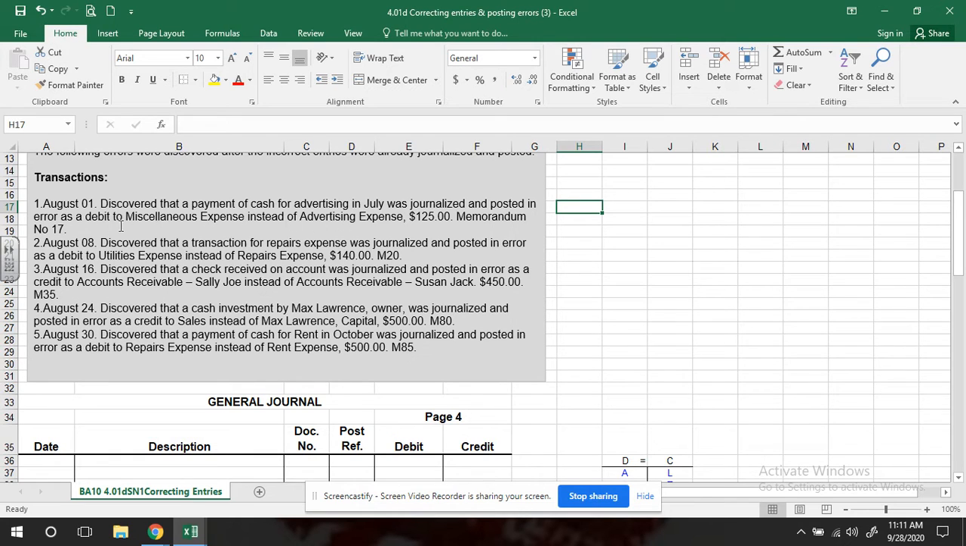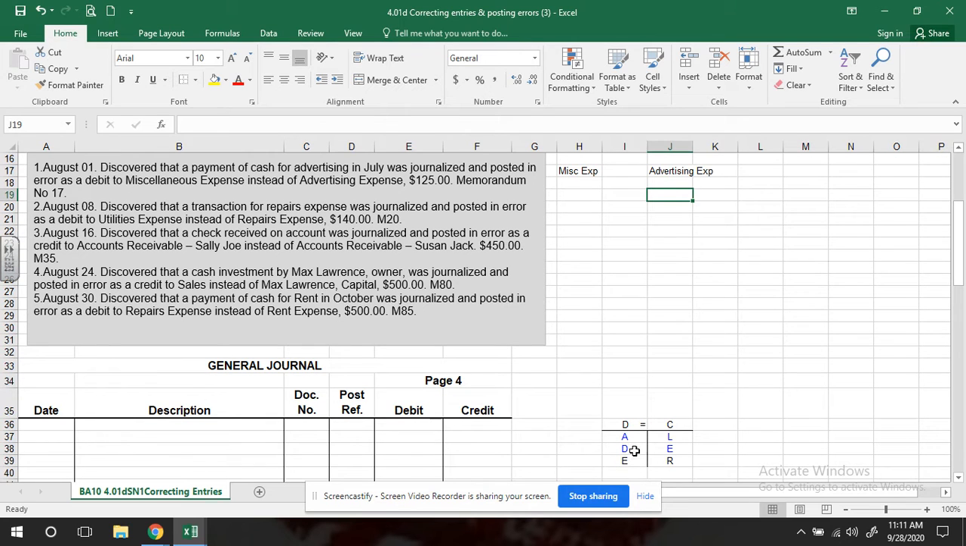of advertising. So what it's telling me is that they put it, whoever the bookkeeper was, they put it in miscellaneous expense, but it should be an advertising expense. My job with this $125, my job is to correct this error. I'm going to take it out of miscellaneous expense. I'm going to put it into advertising expense.